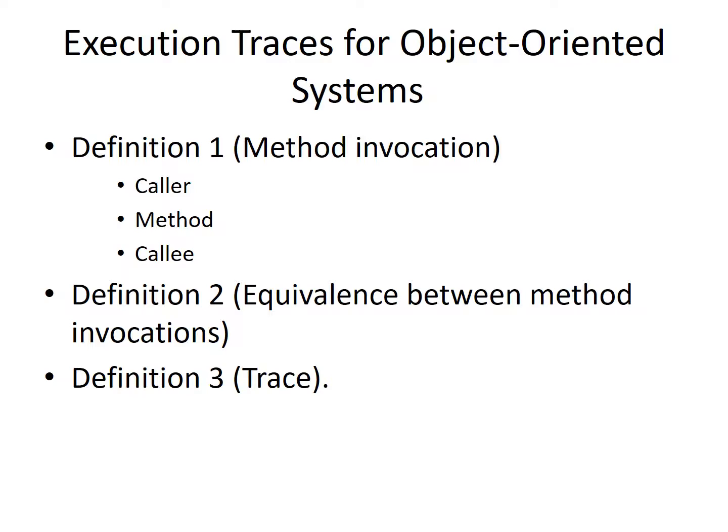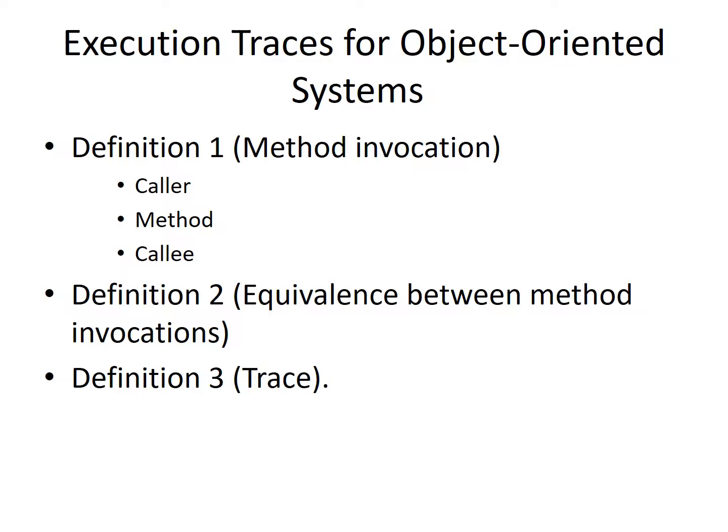Coming to definition 2, equivalence between method invocations. The method invocations invocation 1 and invocation 2 are equivalent if and only if the two objects, caller 1 and caller 2, are equivalent. Two objects are equivalent if they are instances of the same class. Method 1 and method 2 concern the same method and have the same signature. Callee 1 and callee 2 are two equivalent objects.